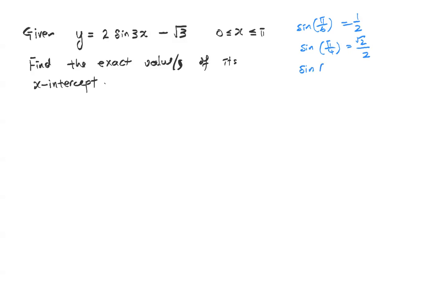Sin pi by 3 is root 3 over 2. So if my sin of an angle is root 3 over 2, then the acute angle will be pi by 3. Are you clear? Okay, now you work on it and see how.